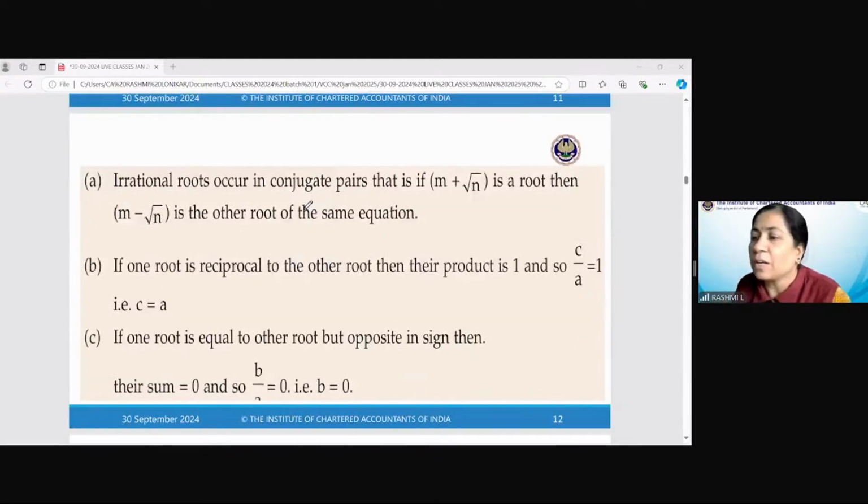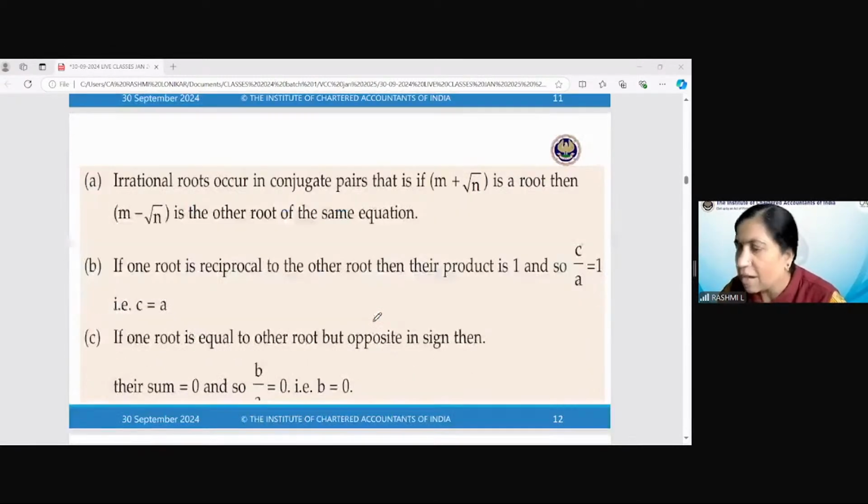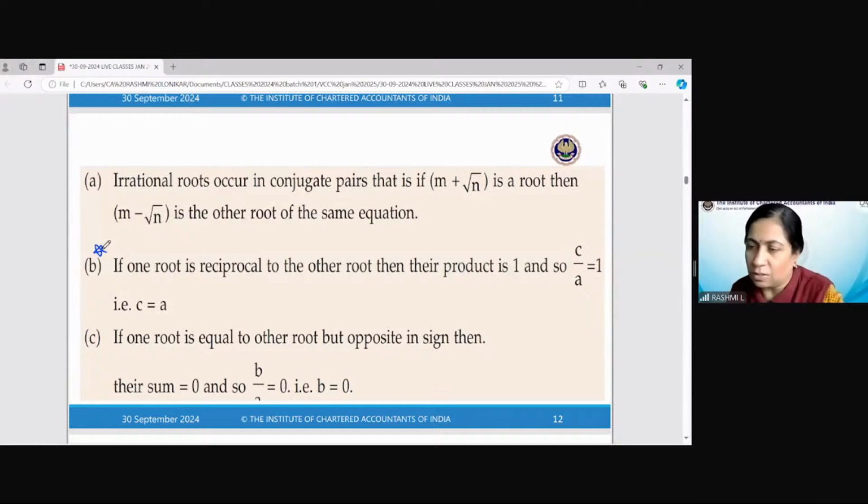Okay. Now, irrational roots occur in conjugate pairs. Okay. इसको क्या बोलते हैं? Conjugate pairs. That is, if m plus root n, then the other root will be m minus root n. Okay. अभी मैंने दिखाया ना ये 2 plus root 3 और 2 minus root 3 यही लिखा है यहाँ पे. If one root is reciprocal to the other, then the product is 1. And so c upon a is equal to 1. That is c is equal to a. Okay, ये सब theory में आ सकता है. These 2 slides are very important in terms of theory also.